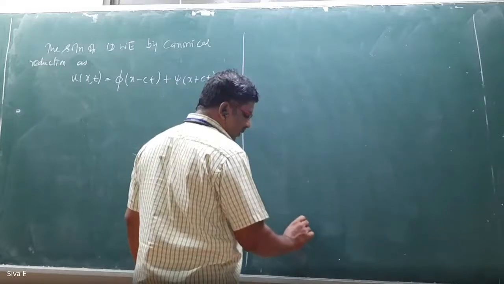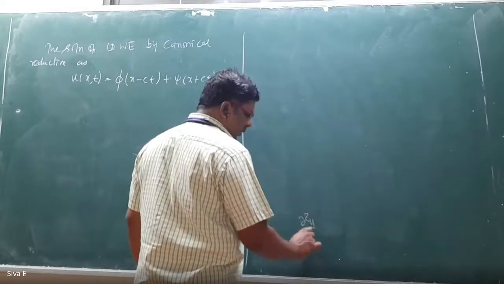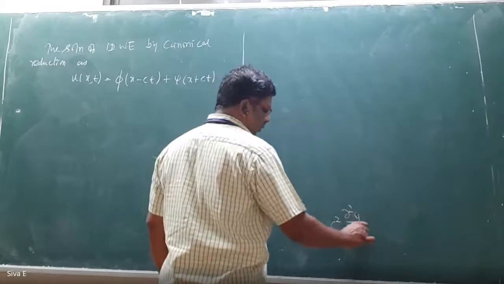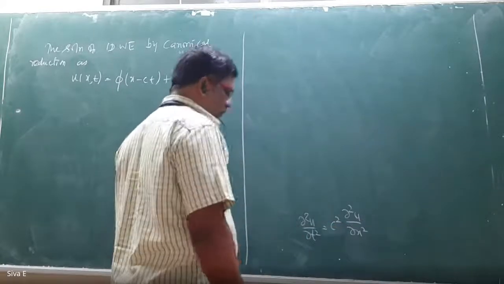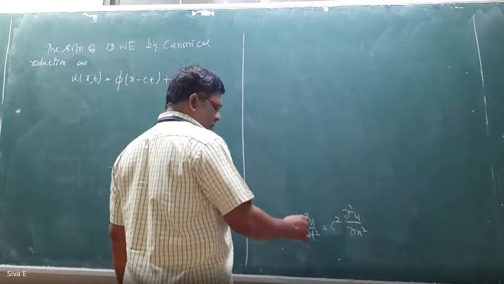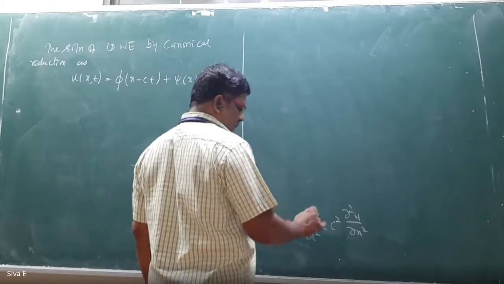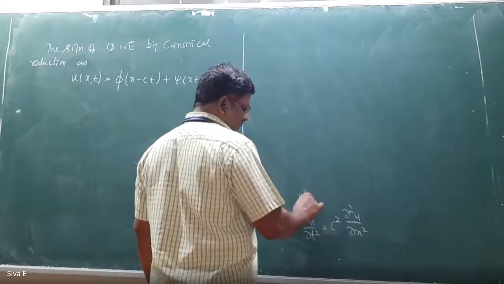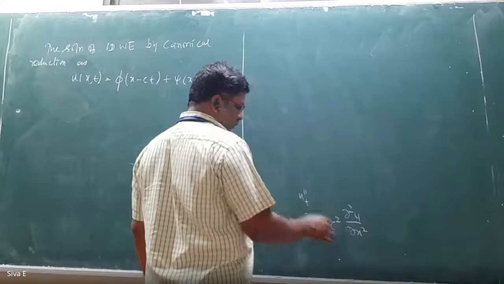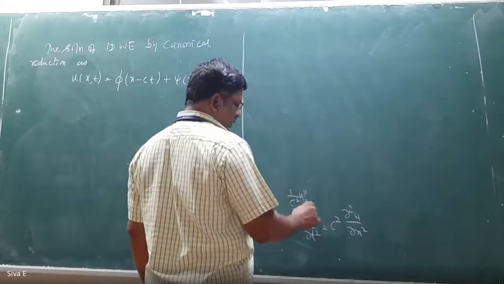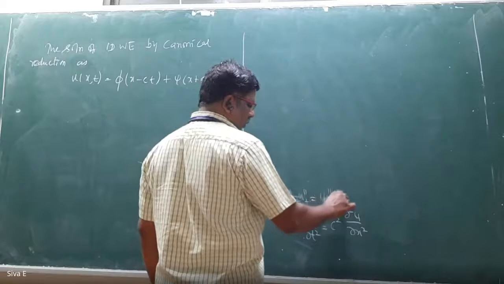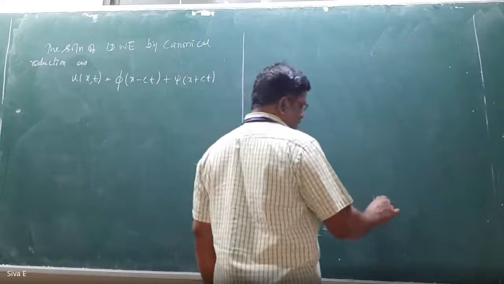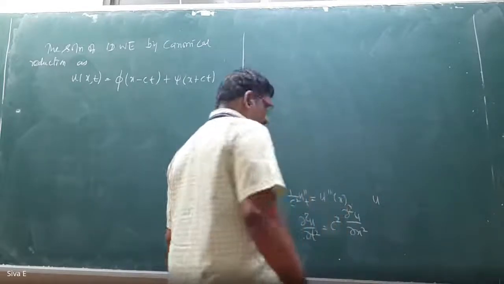The one-dimensional wave equation is ∂²u/∂t² = c² ∂²u/∂x². Okay, so this is u double dash, 1 by c², that's equal to u double dash of x. So u double dash of x, otherwise 1 by c² or 1.